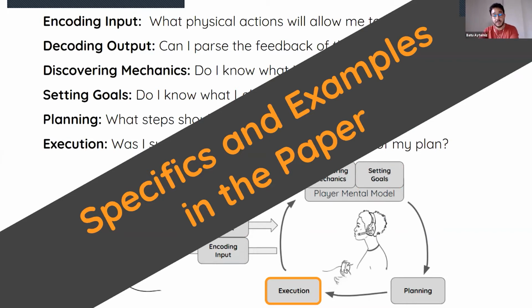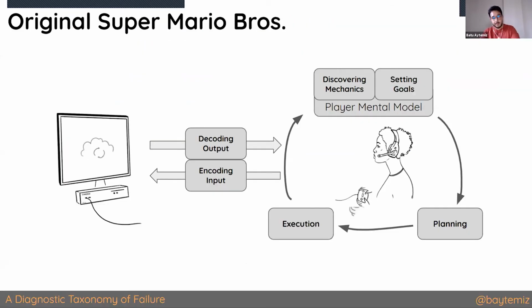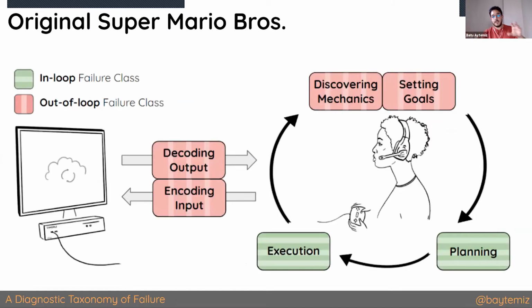I'm not going to go too much deeper. So let's take an example. Original Super Mario Bros. It is the first one. I claim that these are the in-loop and out-of-loop failure classes for Super Mario Bros. And the interesting thing is we can debate and discuss and reach different conclusions about these.